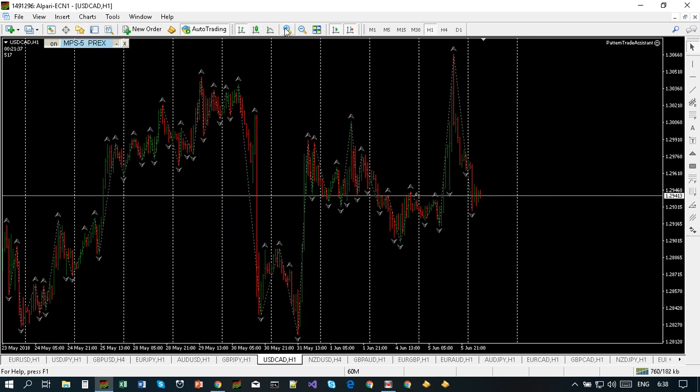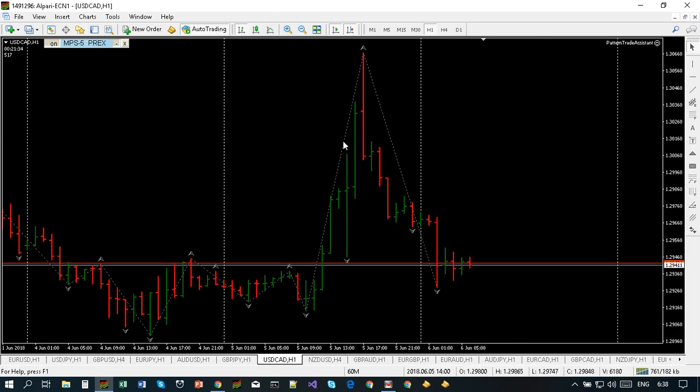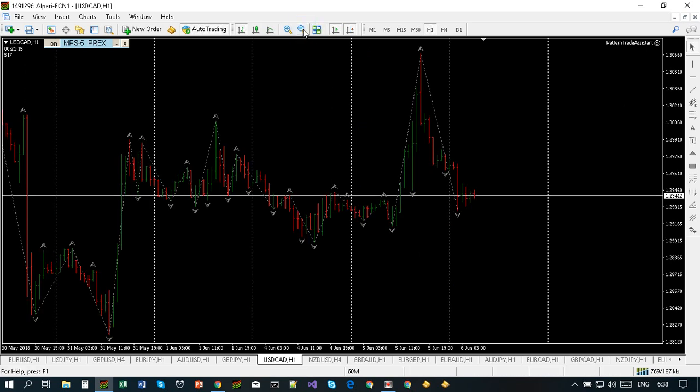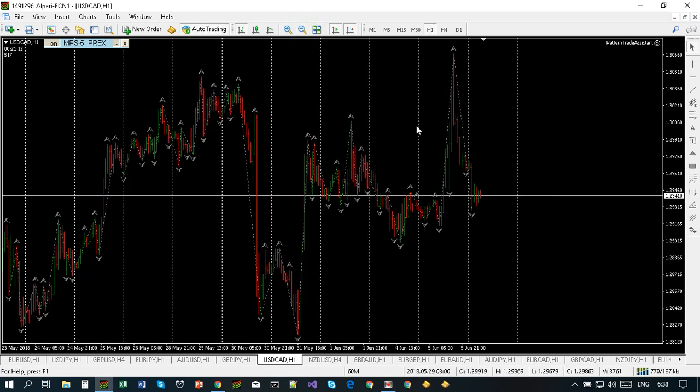Basically the fractal is formed whenever you have a high, and before that you have two highs lower, and after it you have two highs lower as well. So it is something that is sticking out, and it should be in the middle, two highs to the left, two highs to the right. Of course you can set the period of a fractal, three highs to the left, three highs to the right, but two and two is the most popular. That's why I added this variation here.